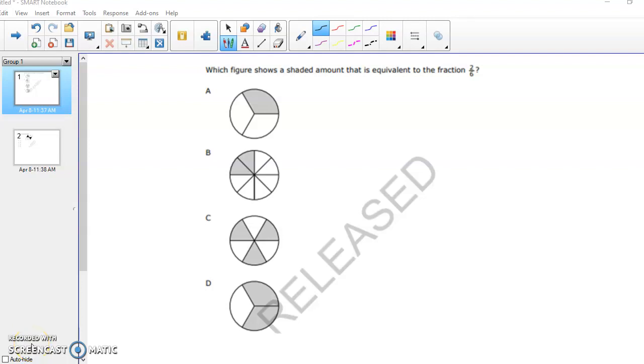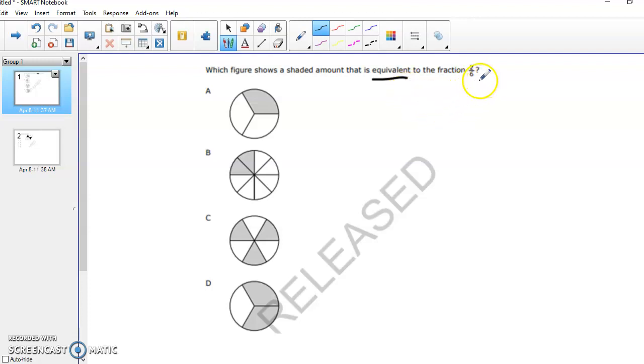So the first problem that I want to look at with you today is a problem like this one here. I believe it's number 2 on your packet this week. Which figure shows a shaded amount that is equivalent to the fraction 2/6? Well, I hope that you know this word equivalent right here. Equivalent means equal. So I'm looking for an equal fraction to 2/6.